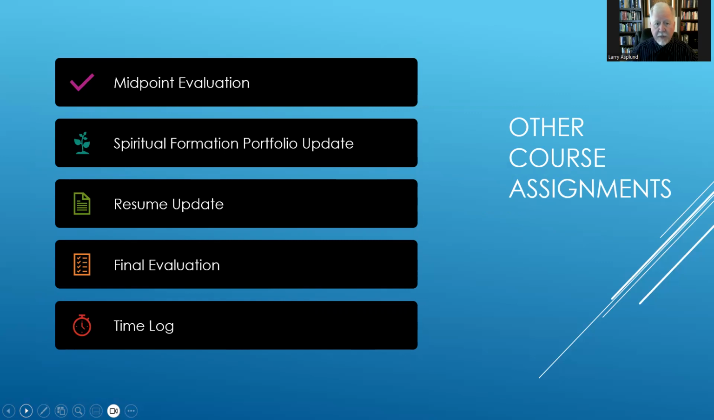You will have a spiritual formation portfolio update. And you remember that great assignment in your initial spiritual formation course. It's just a template that you would download and fill out. There is specifically a resume update, which has everything to do with your vocational formation. Then there will be a final evaluation after 200 hours. Even if it's before the end of the semester, you will download the final evaluation form, of course, meet together with your field supervisor and just have a great conversation about how it's gone.